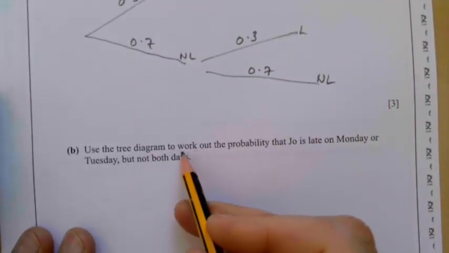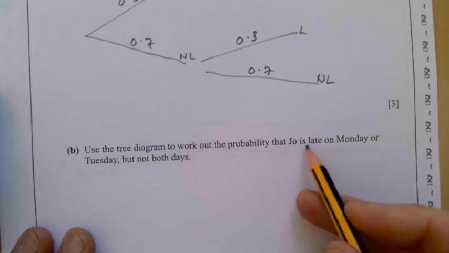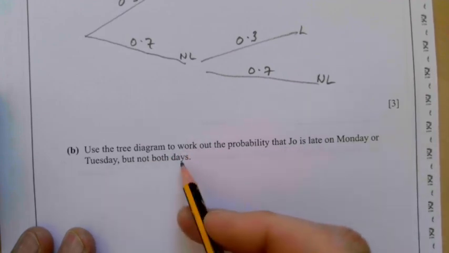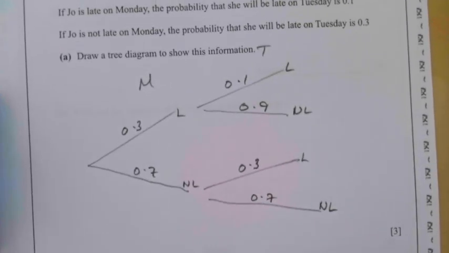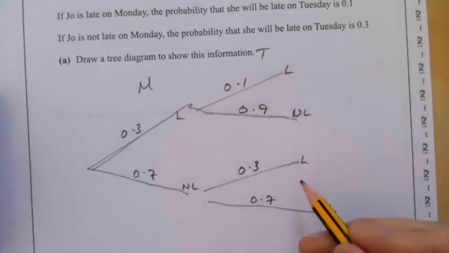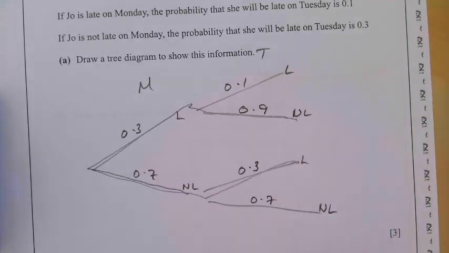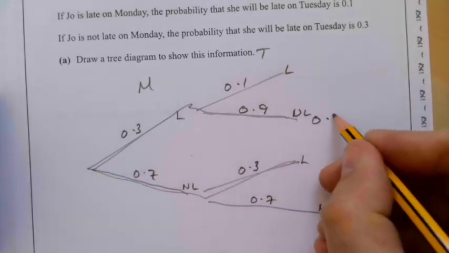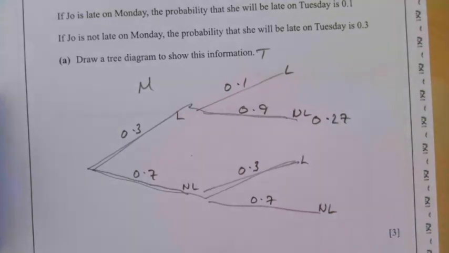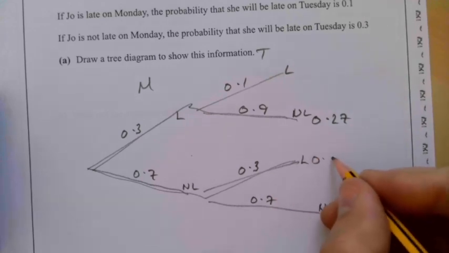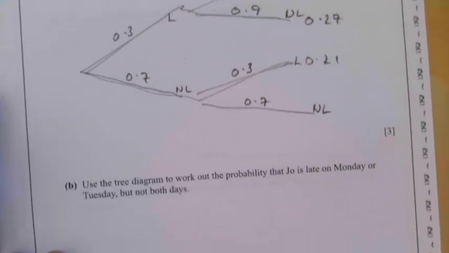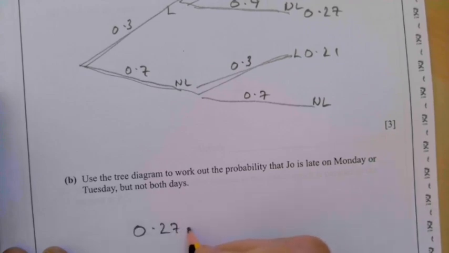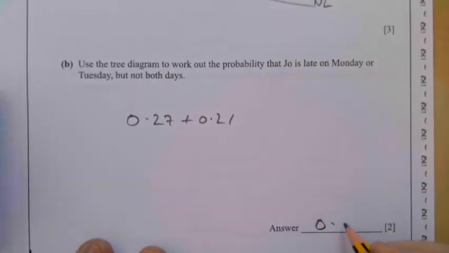Use the tree diagram to work out the probability that Joe is late on Monday or Tuesday, but not both. So that would be that one there and that one there. I hope that makes sense. So 0.3 times 0.9, be careful here, gives me 0.27. And 0.7 times 0.3 gives me 0.21. So it's going to be 0.27 plus 0.21, and that gives me 0.48.